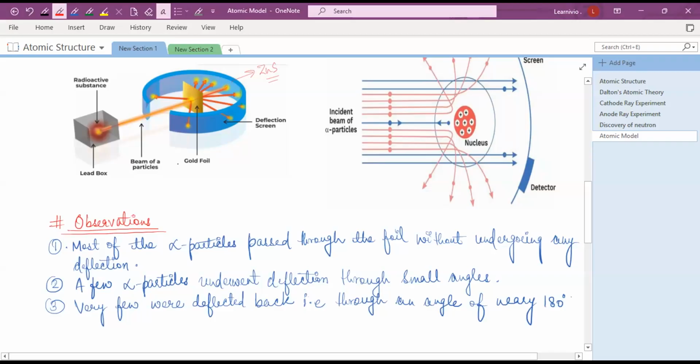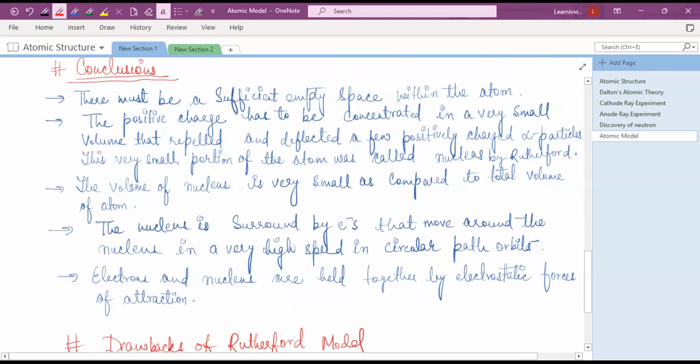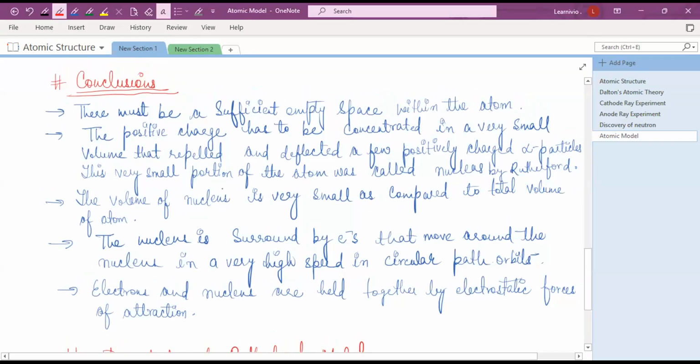From these observations, he gave some conclusions. What are those conclusions? He concluded that since most of the alpha particles pass through the foil without undergoing any deflection, there must be a sufficient empty space within the atom. That's why 98% of the alpha particles go through without any deflection, and so we say there must be a sufficient empty space within the atom.